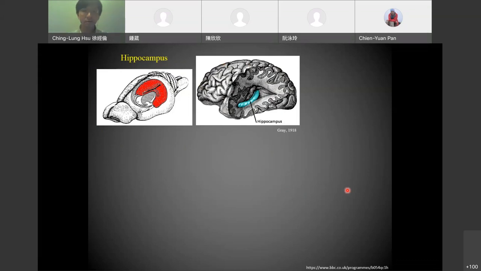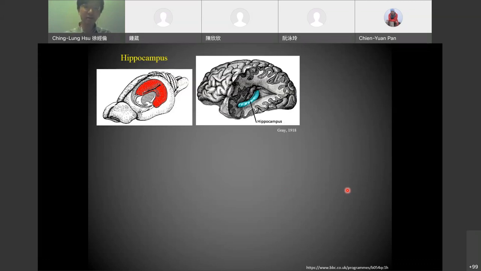Okay, anyway, I'm particularly interested in the brain region called the hippocampus. The hippocampus has been known to be very important for both spatial navigation and memory. These two aspects have been considered closely related because you can think of memory as a form of abstract navigation in mental space.